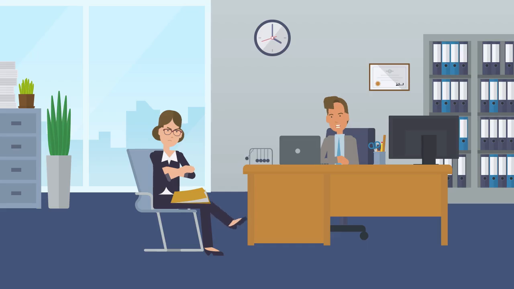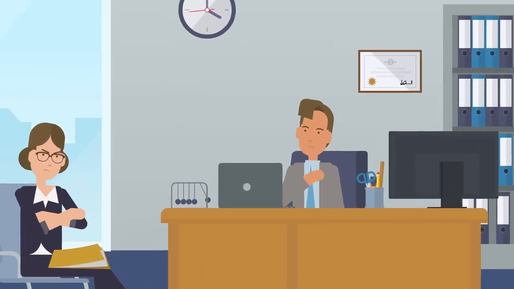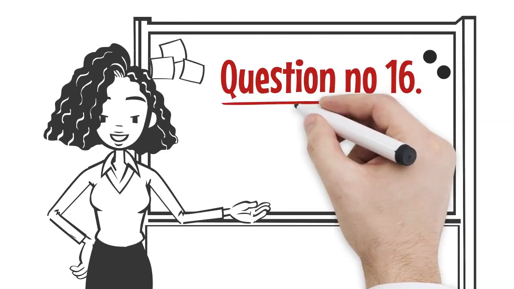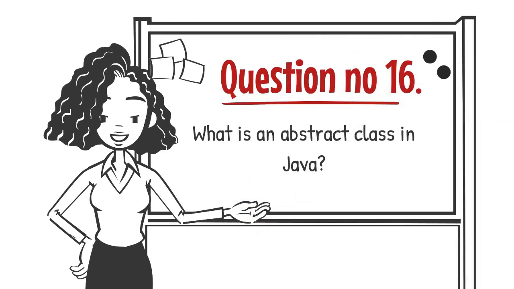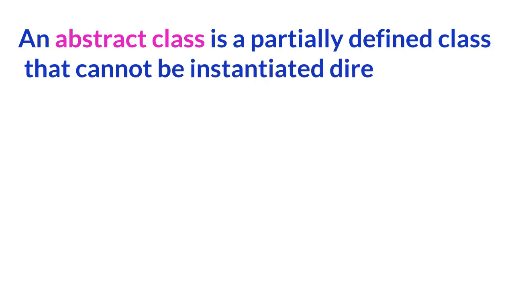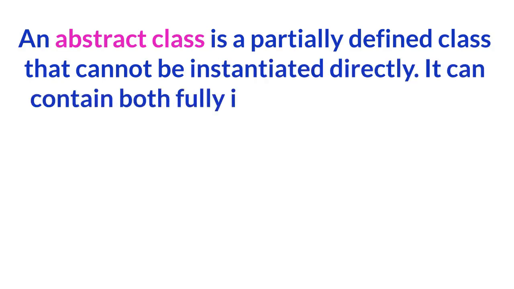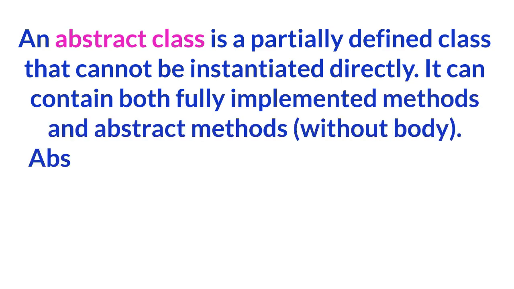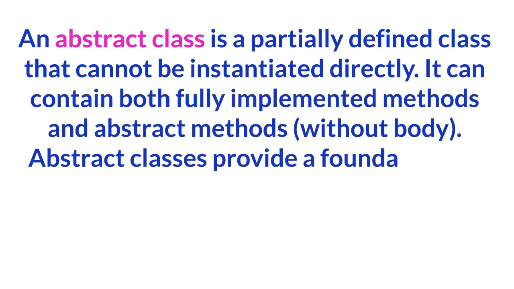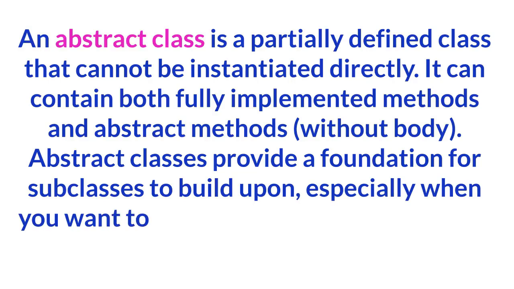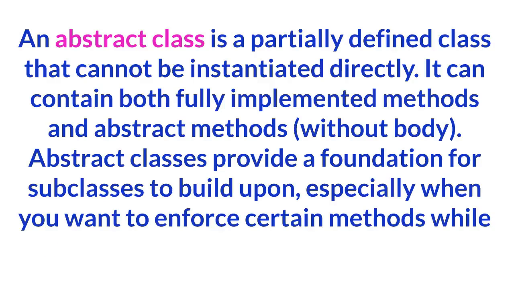Tell me, what is an abstract class in Java? An abstract class is a partially defined class that cannot be instantiated directly. It can contain both fully implemented methods and abstract methods without body. Abstract classes provide a foundation for subclasses to build upon, especially when you want to enforce certain methods while allowing flexibility in implementation.